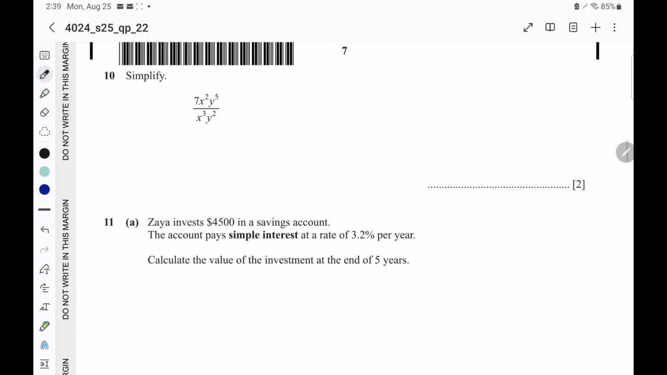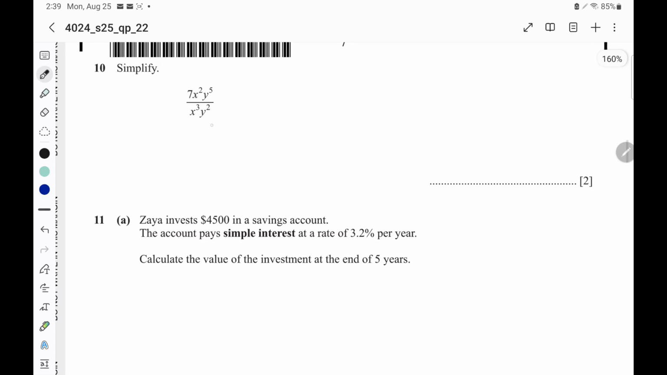Okay, question number 10. In this question, simplify 7x square y to the power 5 upon x cube y square. So 7 is the coefficient, which is the number. X square upon x cube, it means in the denominator you will have x, because you subtract the powers. 3 is bigger than 2, so I'm subtracting and writing it in the denominator. Otherwise, if I write it in the numerator, then you will have a negative power. Y 5 minus 2 gives y cube. So you have the answer 7y cube upon x. Very easy question.